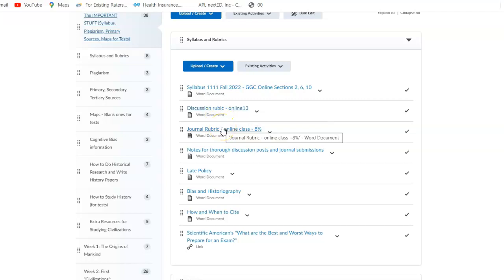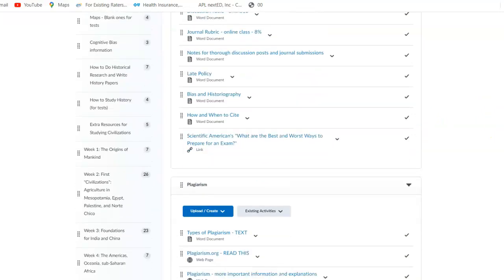The journal rubric, there are 4 of those. Those are due every 3 weeks. We'll talk about those in a minute. Some notes that I made for how to do a thorough discussion post and a thorough journal submission. The late policy, which is pretty straightforward, 10% per day for every day that you're late up to 3 days, at which point in time I reserve the right not to accept the paper.